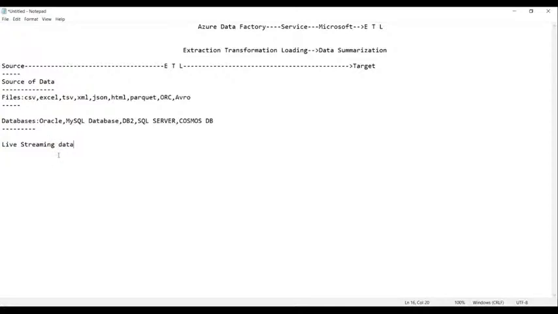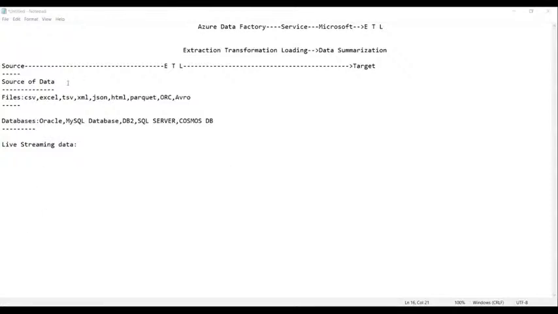So you can also get the data from live streaming as a source. Many sources are there, but these are the three major sources. We can get the data from files, we can get the data from databases, and we can get the data from live streaming. These are all the sources of data.